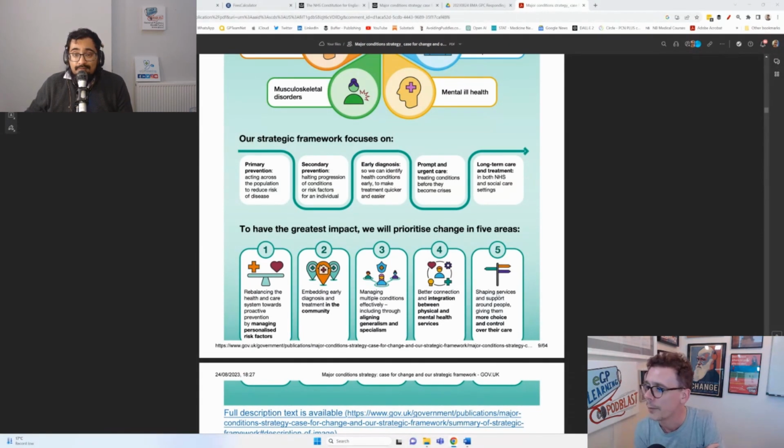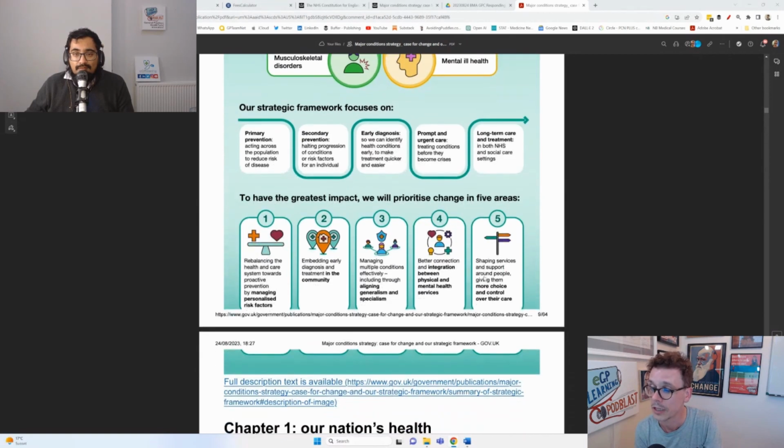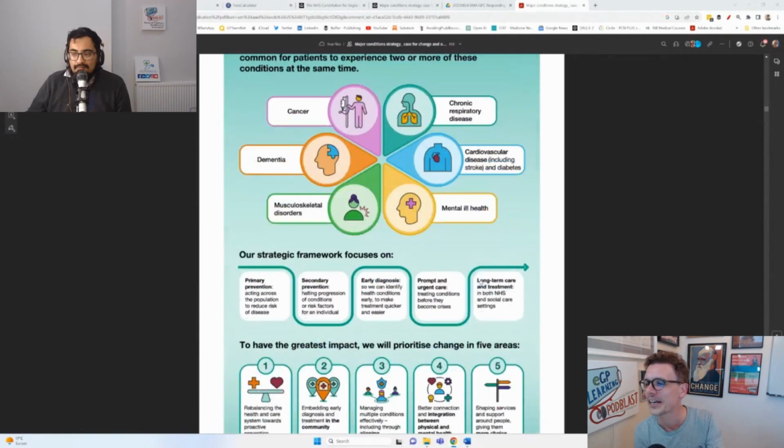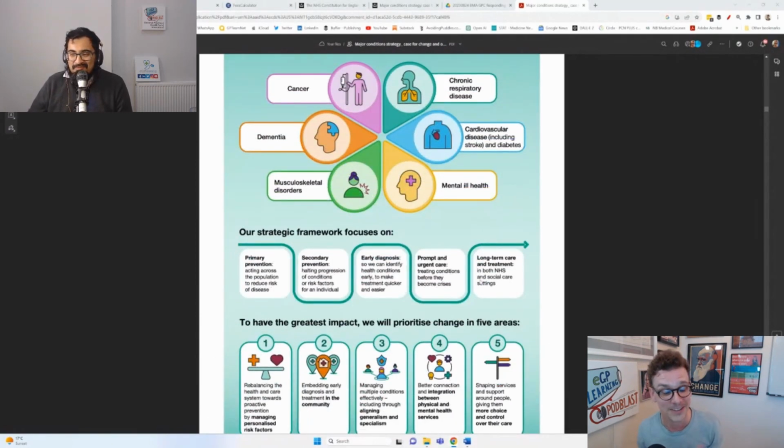It's happening. And shaping services and support around people, giving them more choice and control over their care. So that's good. What it doesn't have on here is those 3 enablers, the digital technology, research, and leadership. If I was critiquing this diagram, I'd have just put them there in a box as well, because I think they're quite an important part of the document. So I'd have popped them on there as well.